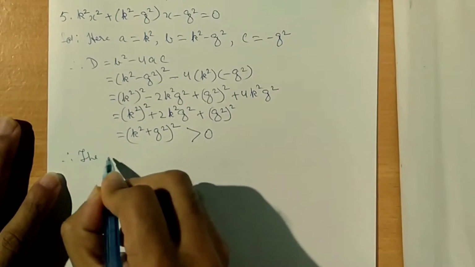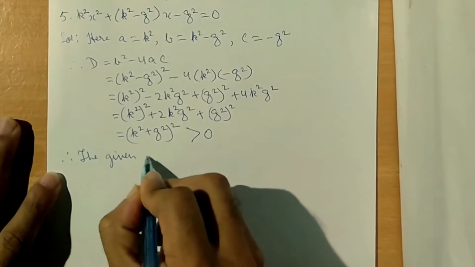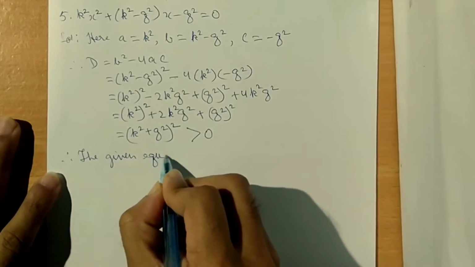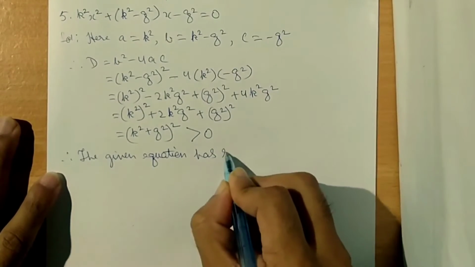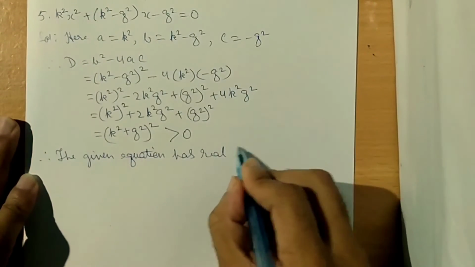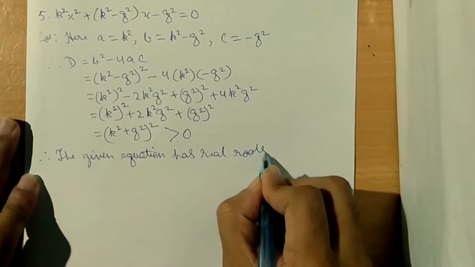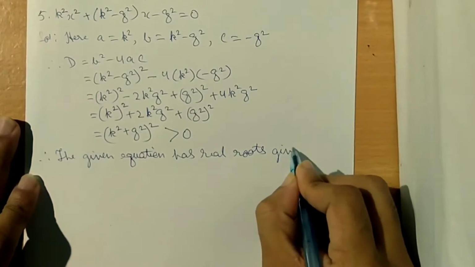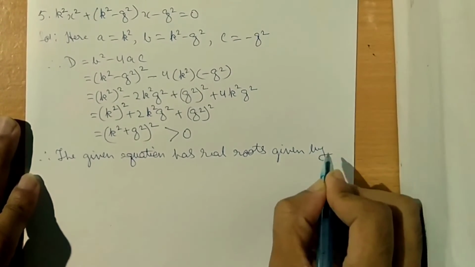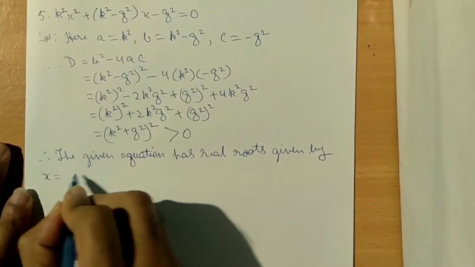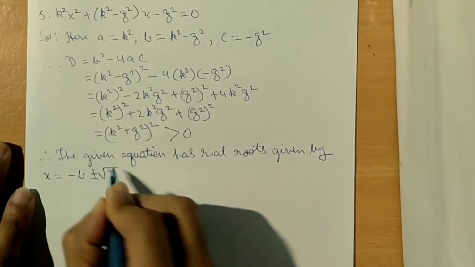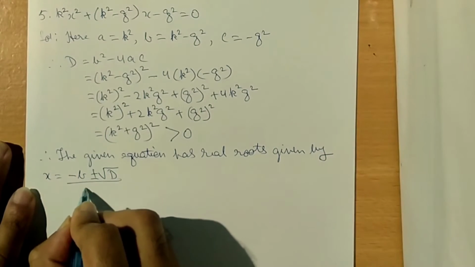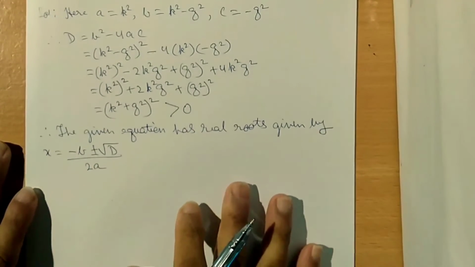Therefore, the given equation has real roots, given by x is equal to minus b plus minus root D, divided by 2a.